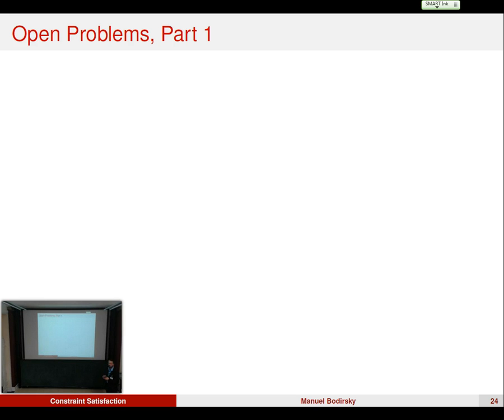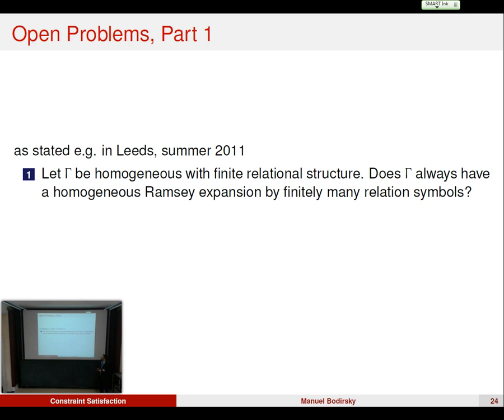Okay, but open problems. So when do we have this method? For which omega categorical structures, for which homogeneous structures in a finite language, say, can we apply this method? And those are actually questions that I already posed in Leeds in 2011. Yeah? So the first question was, suppose I have a homogeneous structure with a finite relational language. Can we always add finitely many relations to it such that the expansion is still homogeneous, but now additionally Ramsey?